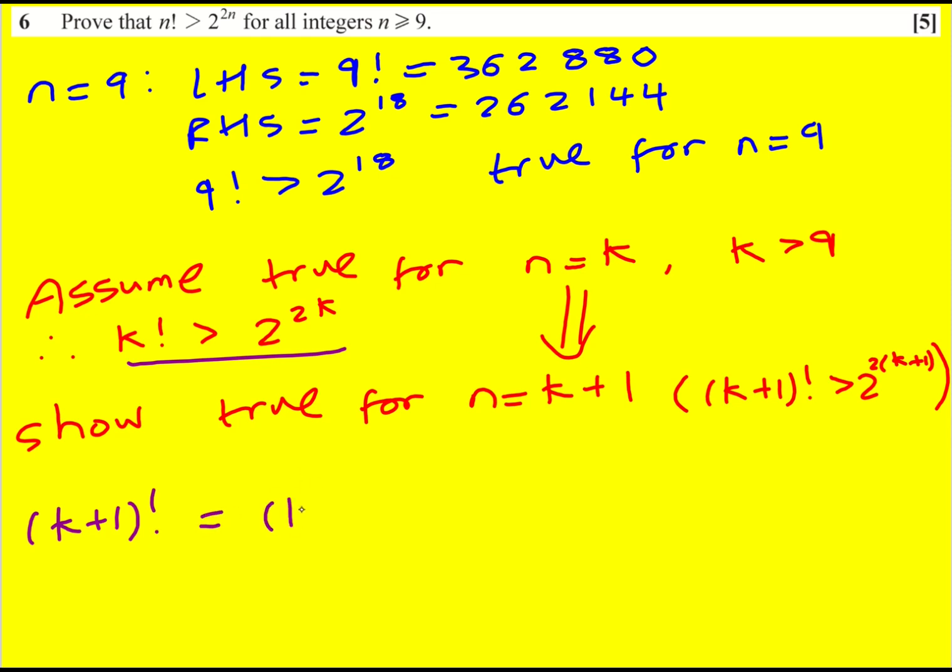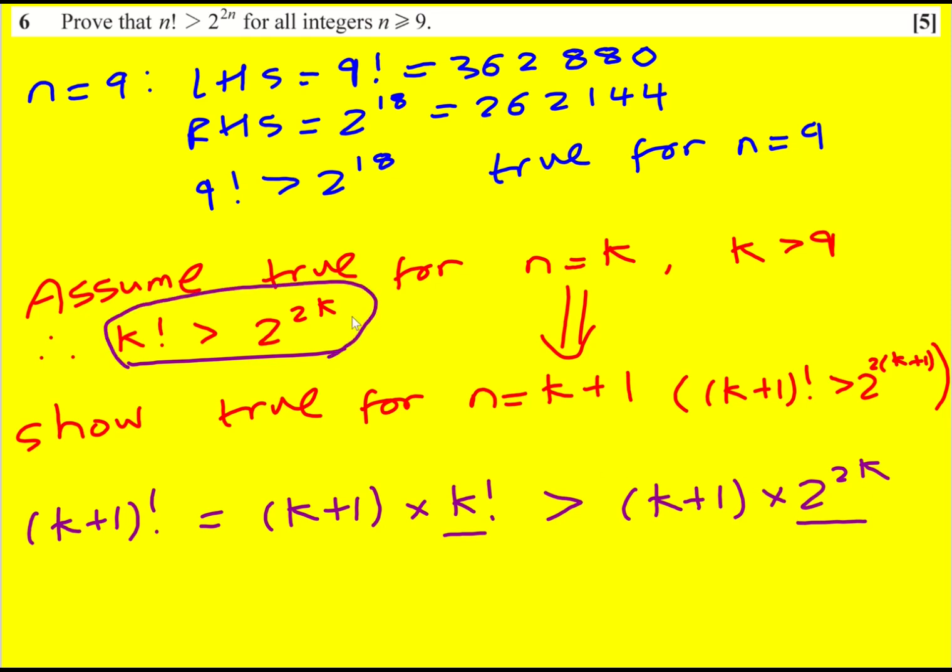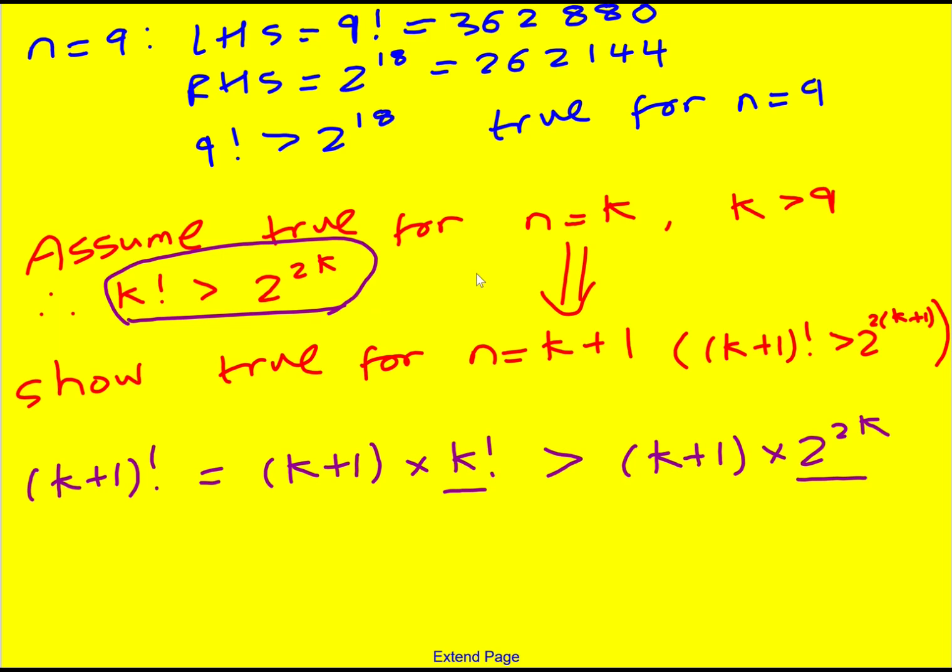Now this is going to equal k plus 1 times k factorial, because that's what k plus 1 factorial is. You can just kind of separate it into these two things. And now we're going to use that statement. Well, I know that this is going to be greater than k plus 1 times 2 to the 2k. I've just replaced this by this. Okay, I'm on my way.